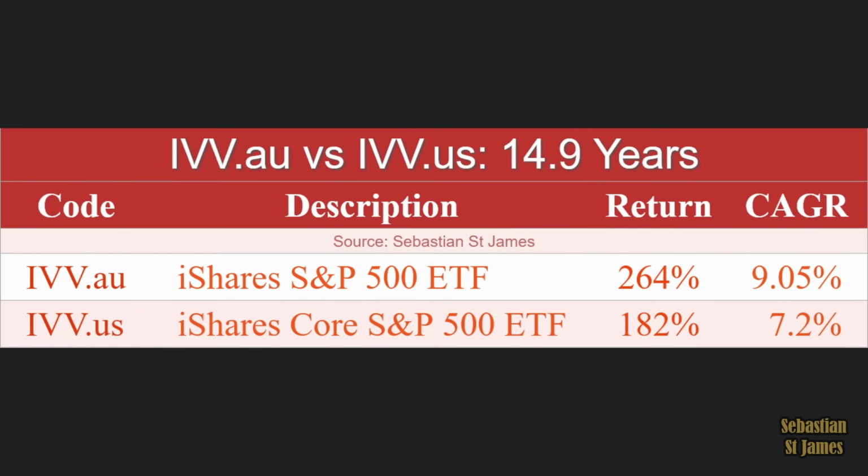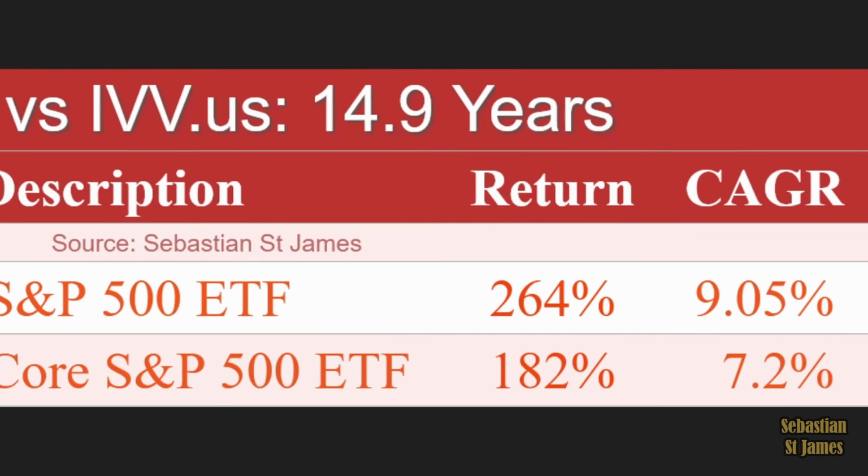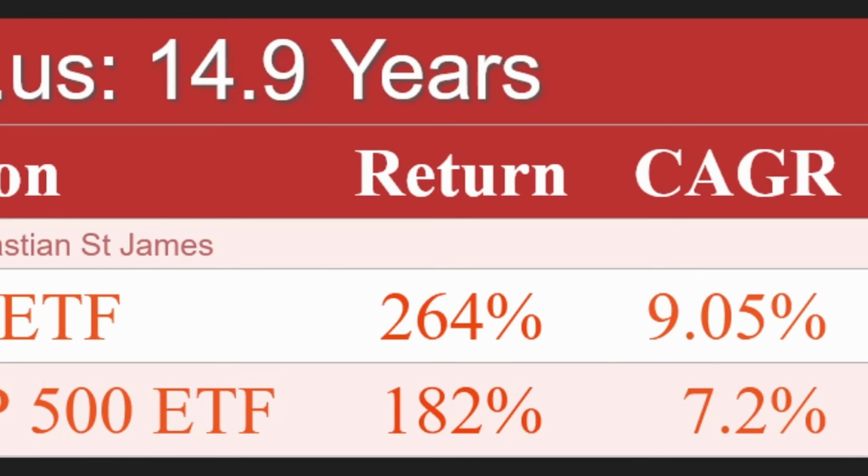Wow! So you notice that crisscrossing? That's because the currencies were moving, and that's what you're seeing in the graph. So the total returns, well, the Australian version is 264% over 14.9 years, which is a CAGR of 9.05%. If you're investing directly over in the US, it would be 182%, which is 7.2% CAGR. So is this like a hedged version? No, this is exactly the same index. You're owning exactly the same thing, except one's in Australian dollars and one's in US dollars. It's the only difference. So that's easy, right?